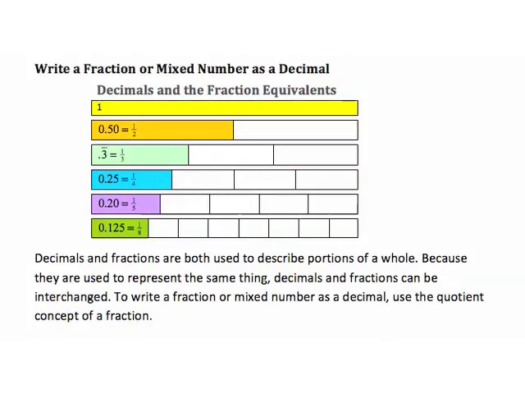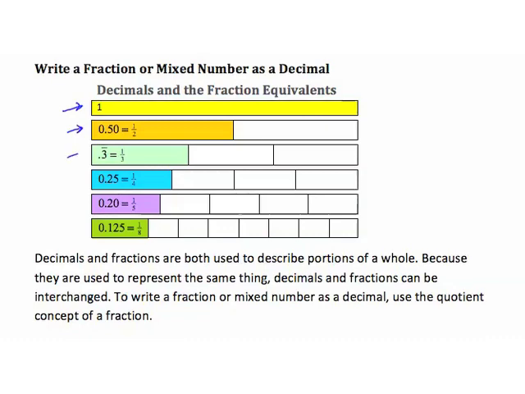Write a fraction or mixed number as a decimal. Here in our chart we have decimals and the fraction equivalents. We're starting out here at the top with one whole, and now we're going to start splitting that up. If we cut that in half, as a decimal that would be 0.5. As a fraction, that's 1/2. 0.5 and 1/2 indicate the same amount.